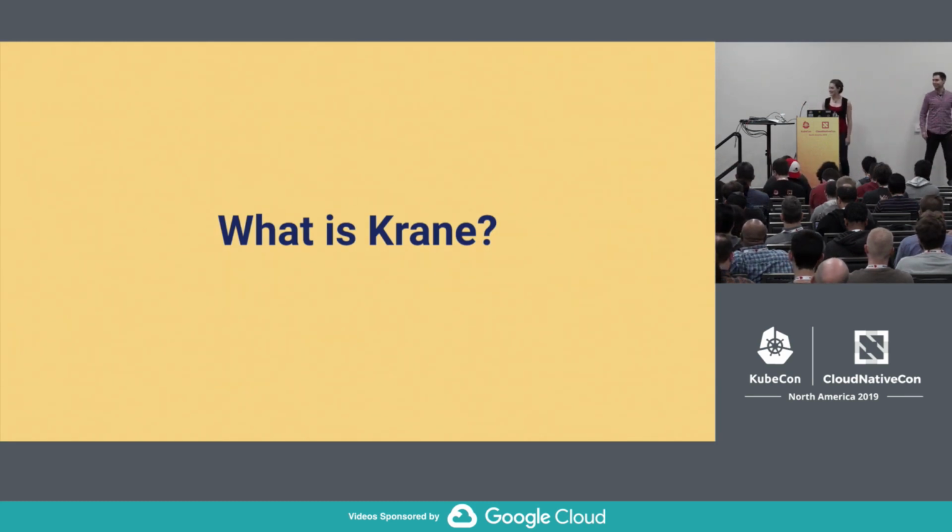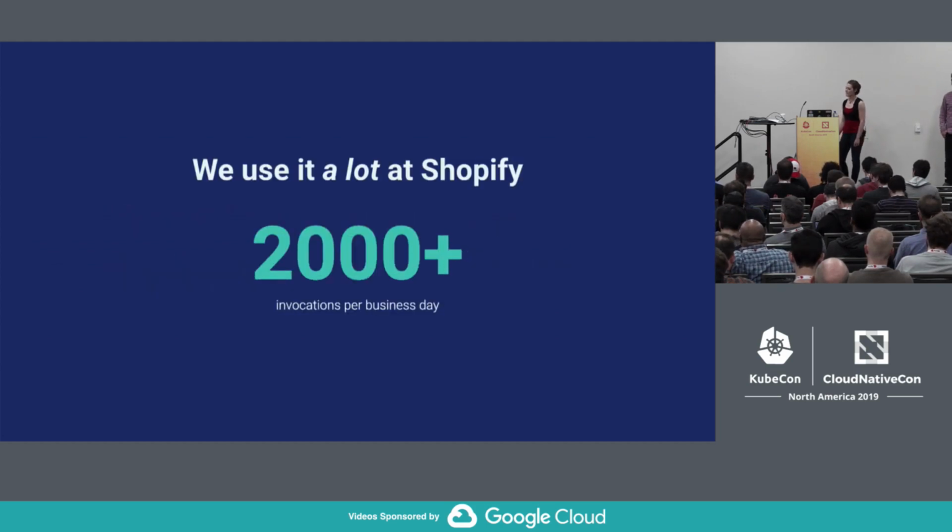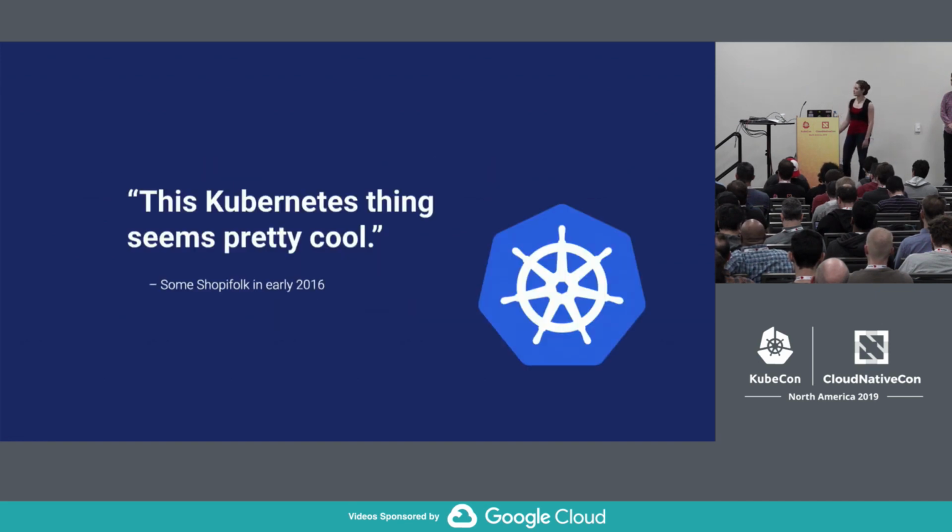So what exactly is Krane? Fundamentally, Krane is an open source deploy tool that we built specifically for Kubernetes. It's a tool that we use a lot at Shopify. Our metrics show that on a normal business day, we invoke Krane over 2,000 times. Things haven't always been this way, of course.